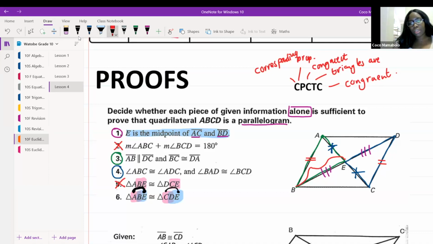DE, sorry, that's EE. And now this one proves that yes, if we can prove that these two triangles are congruent, then this proof will tell us that this is actually a parallelogram.